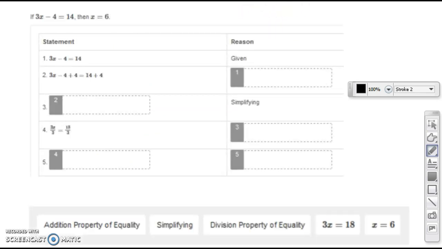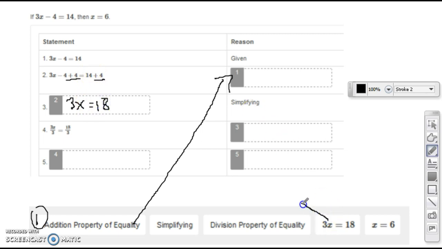All right, for this one, if 3x minus 4 equals 14, then x equals 6. We're given the equation, and then they've added 4 to each side of that. So that would be the addition property of equality. That would go in blank 1. And then it asks us to simplify. So let's go ahead and simplify this. -4 plus 4 goes away, leaving you just 3x. And then 4 plus 14 is 18. So that would be the second one.